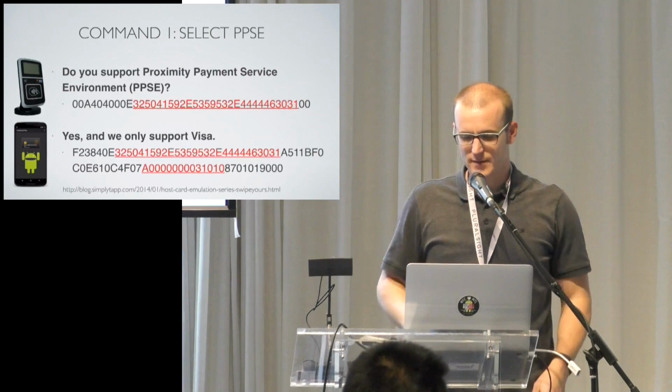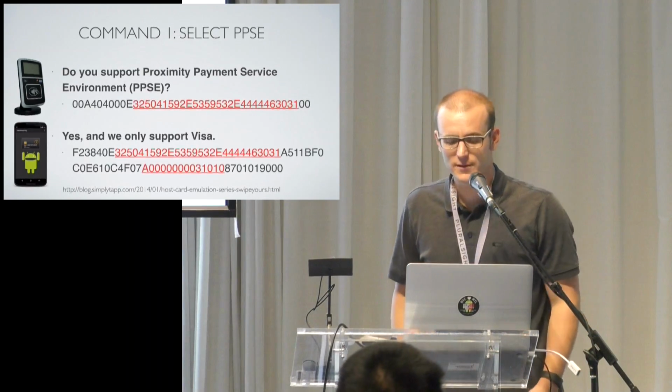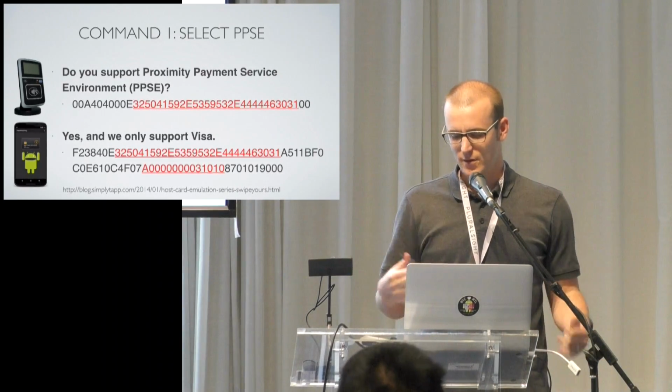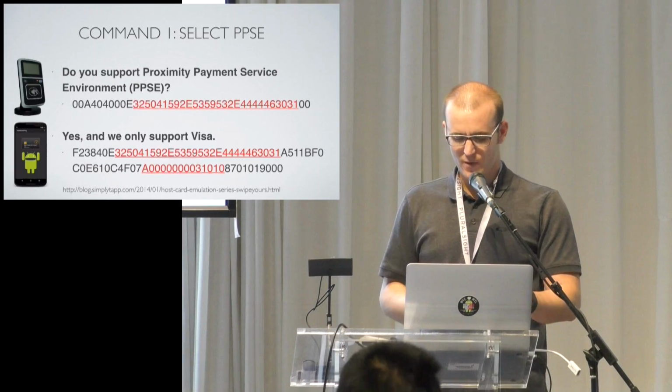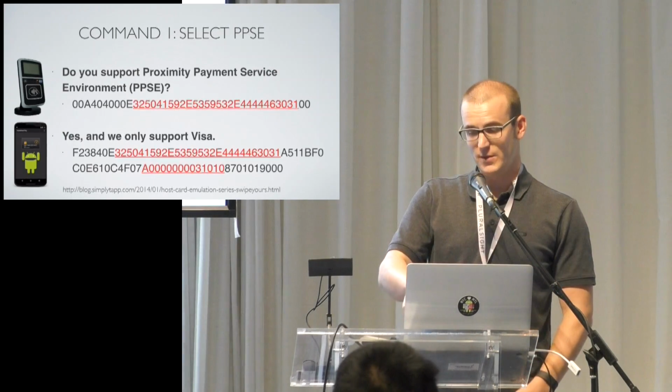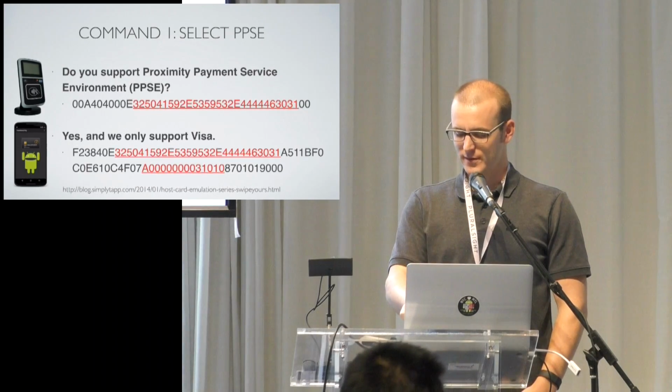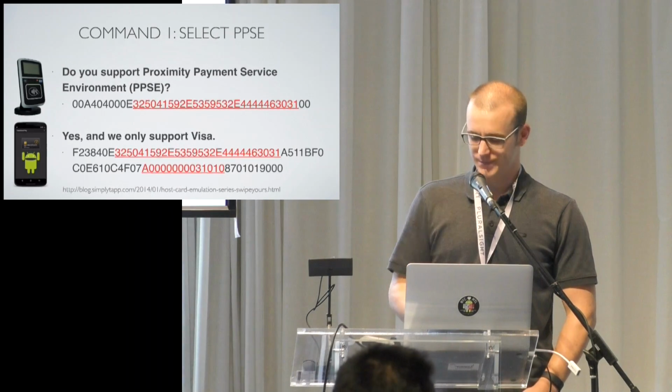And so the first thing is select PPSE. So that's Proximity Payment System Environment. So it's going to ask if you are. And this is the command that's sent over in hex. Pretty much we're going to write back and say this first red number is the PPSE, the same as you see above. And then below, I'm saying, yes, I support proximity payments, but I only support Visa.